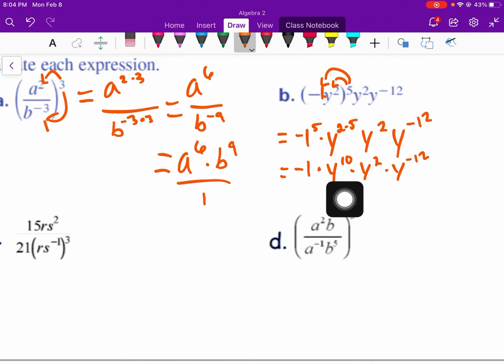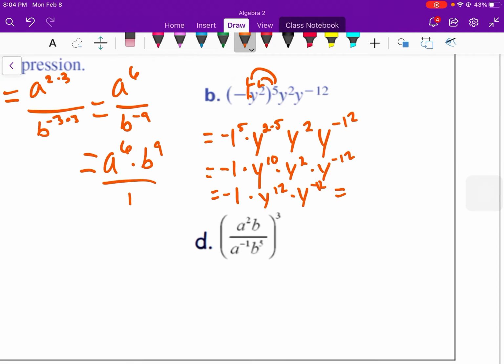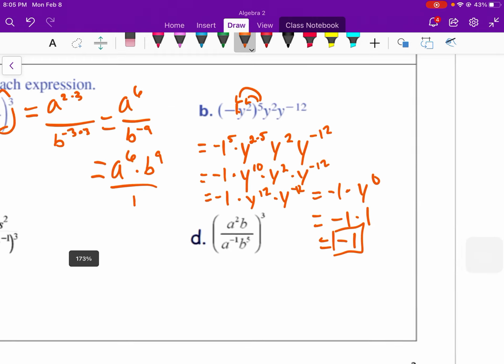Now, I'm going to add, because we have the same base, and since it's a product, we can add these exponents together. So this negative 1 is still up front. Then we have y to the 10th plus this squared value, so that would then be y to the 12th times y to the negative 12th. We can add those two together. So we have negative 1 times, these bases are the same and it's a product, so we can add those. 12 plus a negative 12 would be y to the 0th. So then that will reduce to 1. So our final answer is just going to be negative 1.